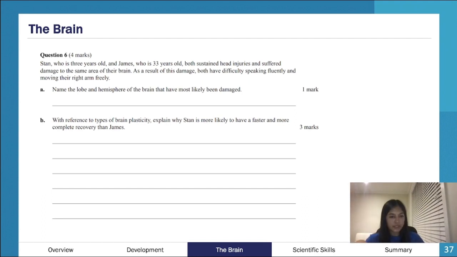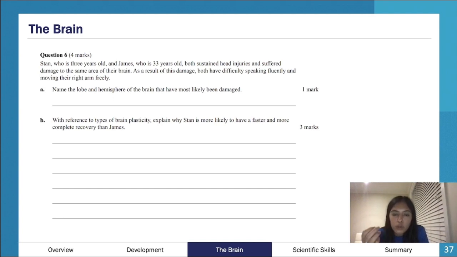Okay, so in terms of the answers that we're thinking of, you can see, name the lobe and hemisphere. So hemisphere, you're thinking about right or left. It said to you that both have difficulty moving their right arm freely. Remember, we've talked about our hemispheres. They control what we call the contralateral side, so the opposite side of the body. So if your right arm is damaged, your left side of the brain controls your right arm, or the right side of your body. So you know that the hemisphere will be on the left.